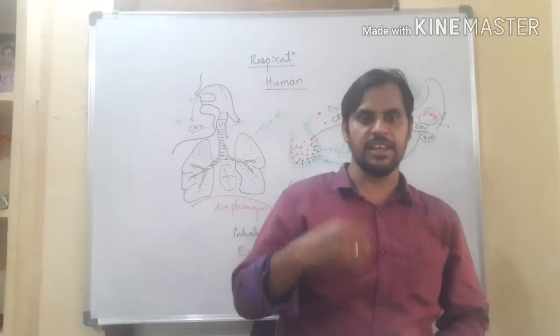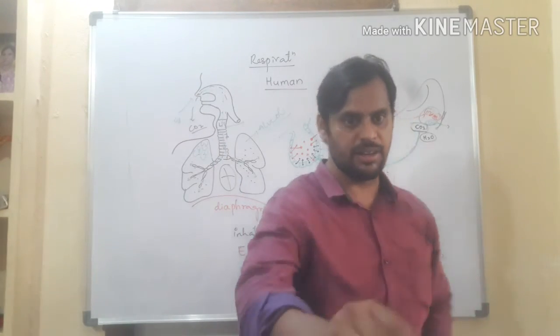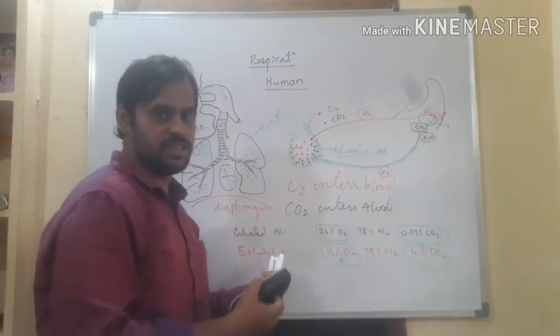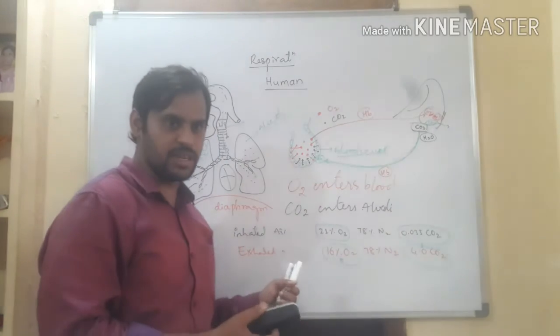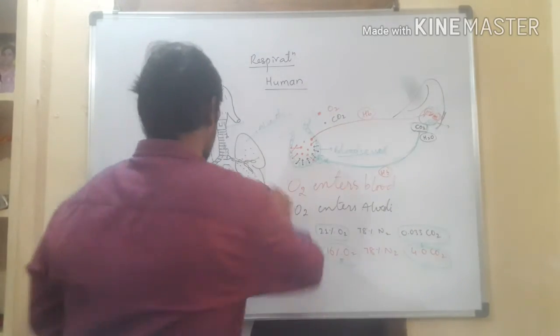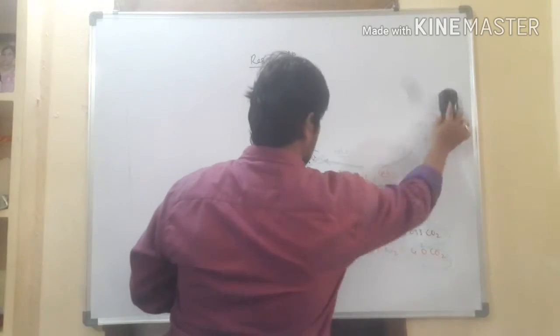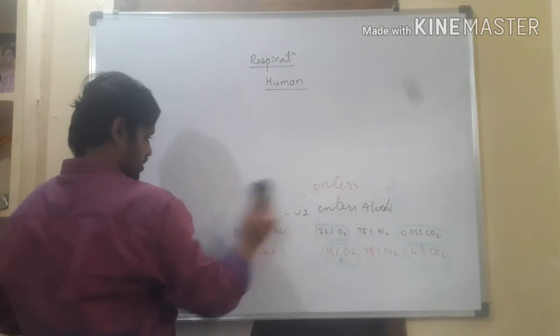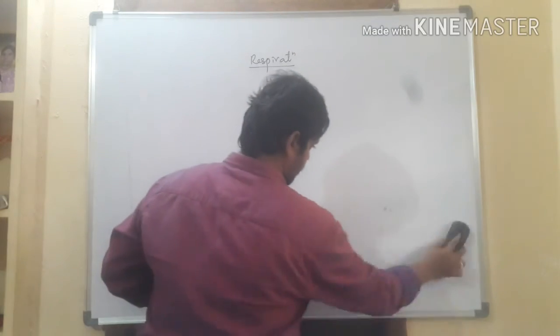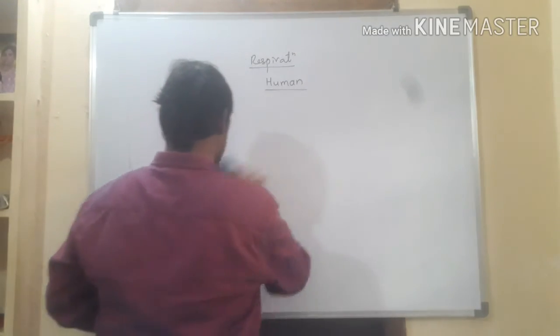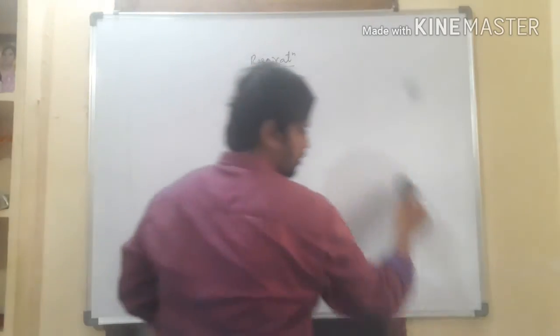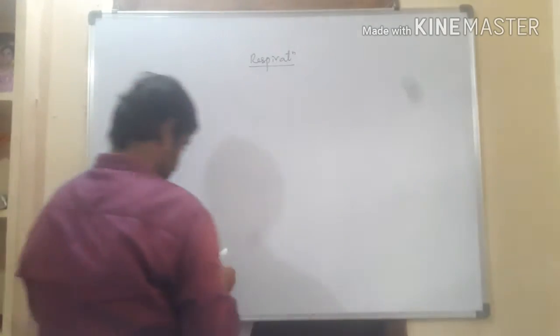Let us see other animals, how do they respire, right? Did you understand this? If you have any doubts, you can ask me now, right? Okay. Now come to respiration in other organisms like fish. Let us take the first example, fish. How does a fish respire?